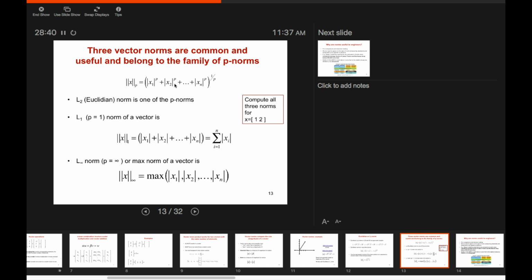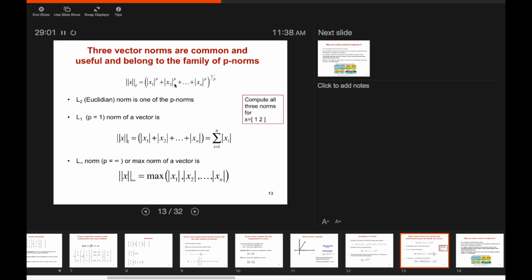Now, if I wanted to do it for 1, all I will take is just absolute values of all numbers and just sum them up. There's no 1 root. I'm just not doing anything. It's to the power of 1. So just the sum of absolute values is the so-called 1 norm.